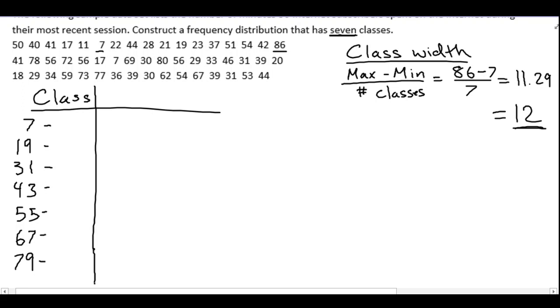The beauty of this is it actually tells you what the maximum value of each class is, because if the second class starts at 19, the previous class actually has to stop right before that, which is going to be 18.